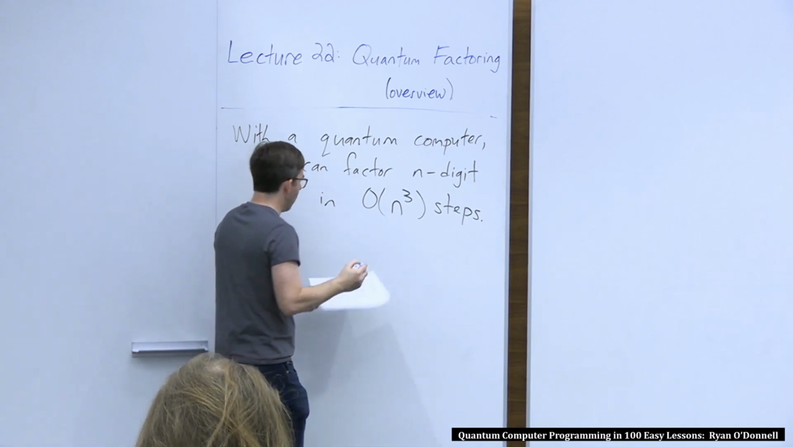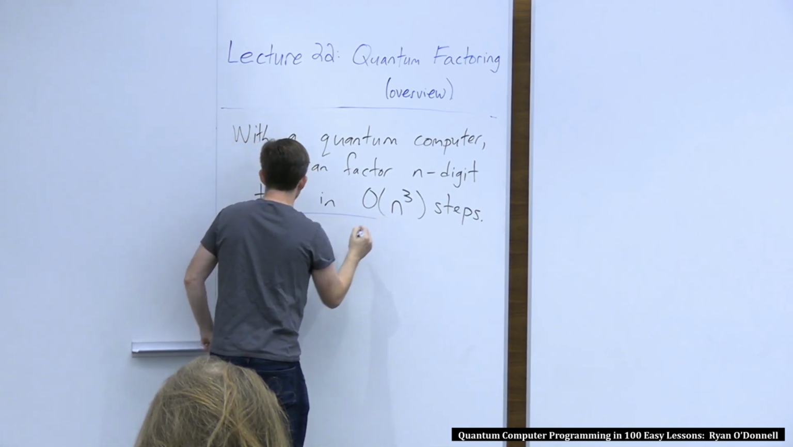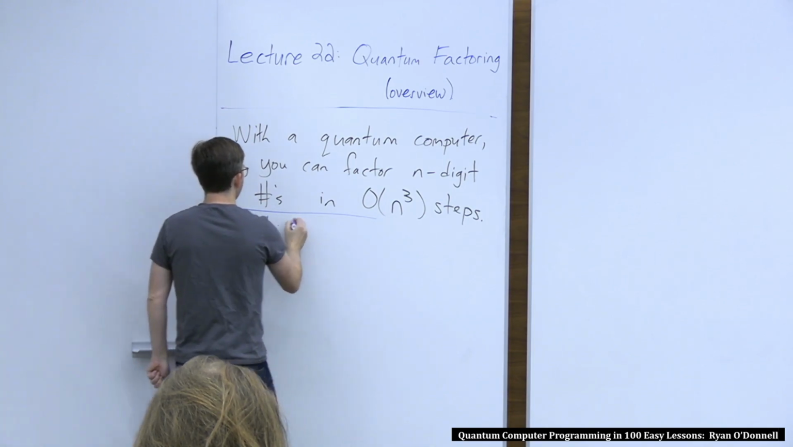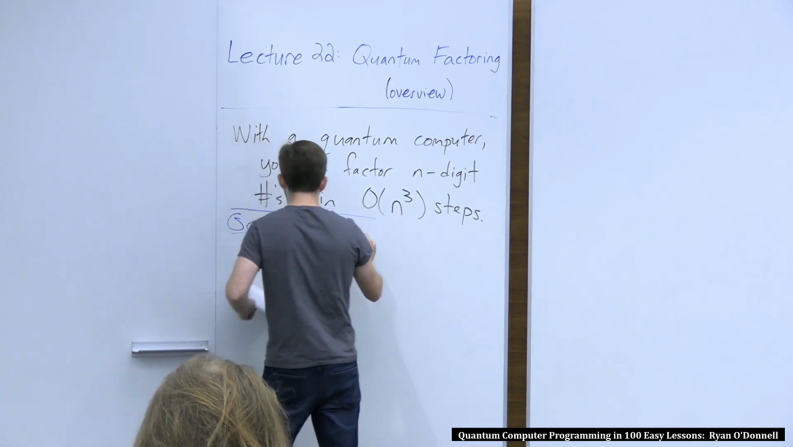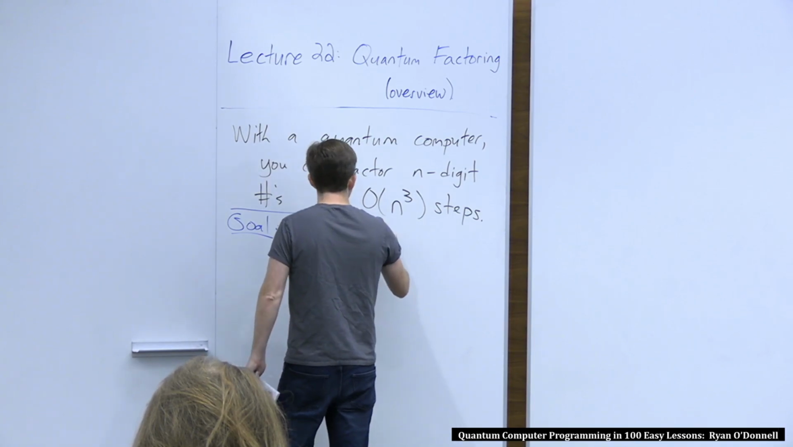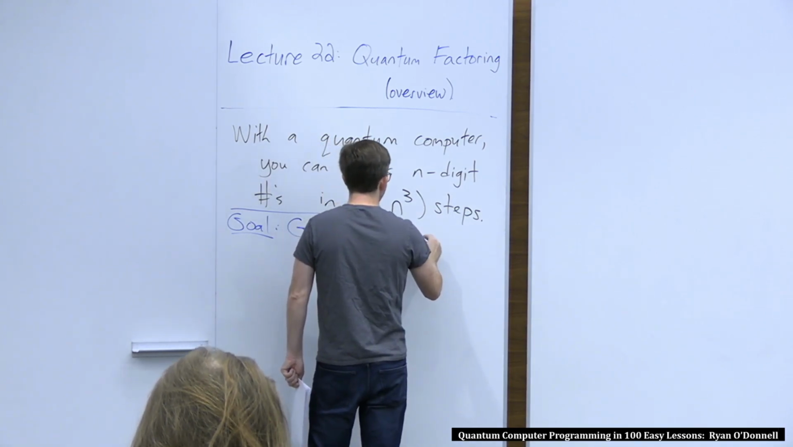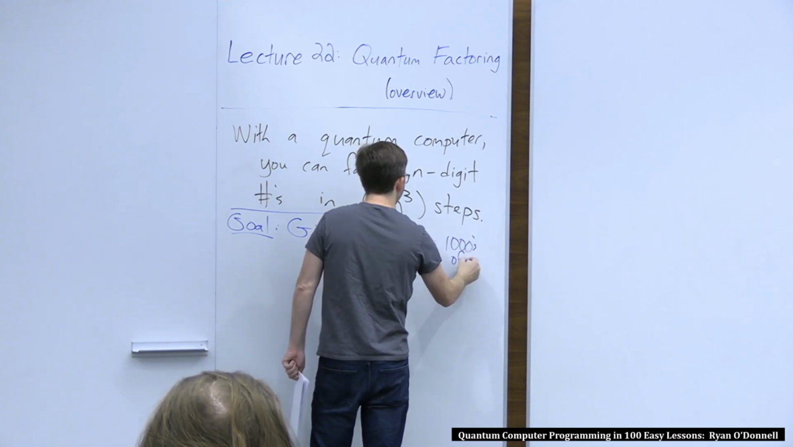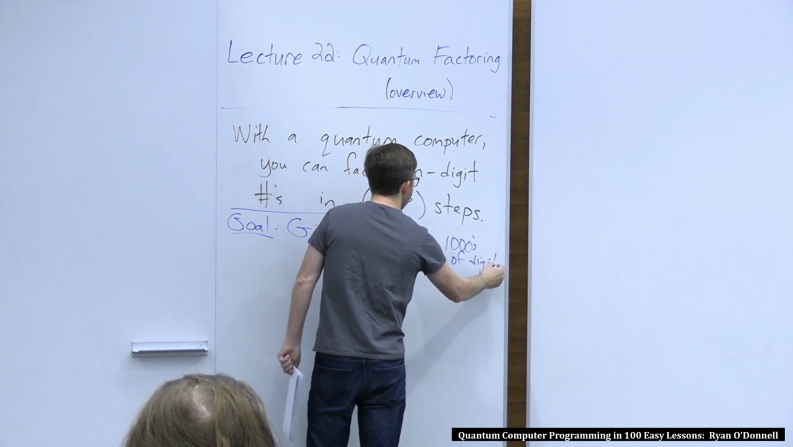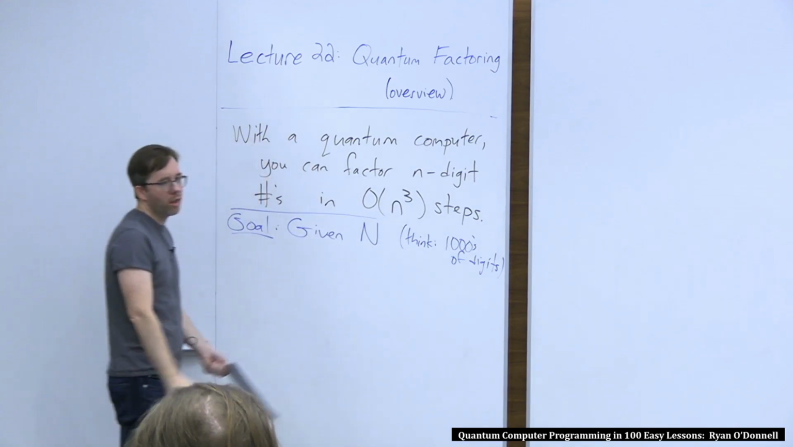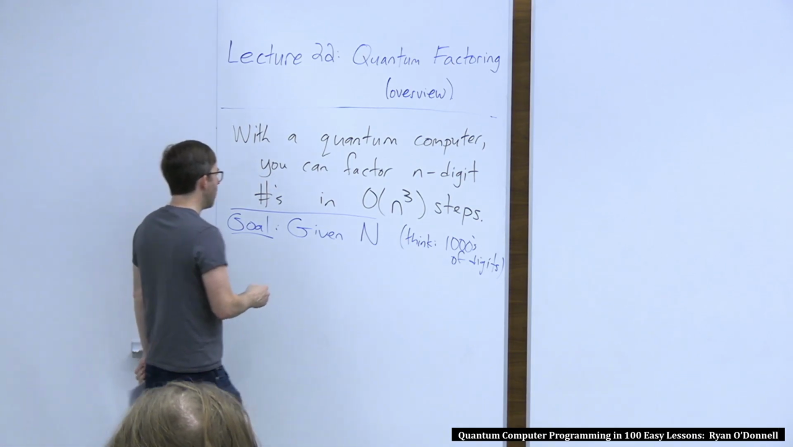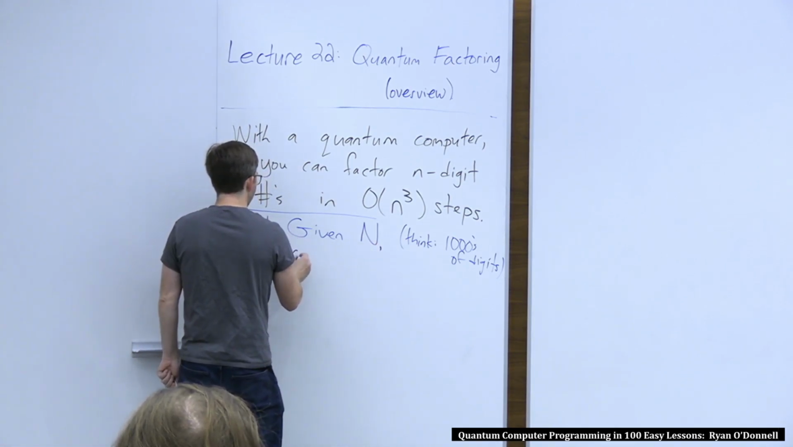Okay, so what is the task in this problem? Your goal is you're given a number which we'll call capital N. Think of it as thousands of digits. So you cannot store this. If this were a classical problem, you cannot store it in an int or something on your computer. You have to store it as a string. This is 1,000 digits. And you just want to output its prime factorization.